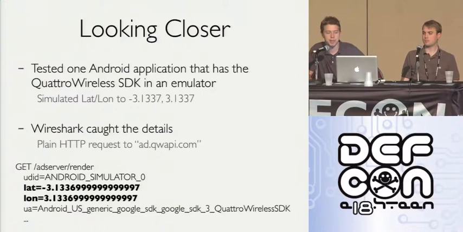So one SDK in particular, Quattro Wireless. In the Android emulator, you can simulate the lat long. So of course, 3.1337 is where we are. I think it's somewhere in the middle of the ocean. And we Wiresharked it, and look what we found. We found an ad request to the Quattro Wireless ad server, and we have a poorly rounded version of our latitude and longitude sent over to the server. Oh yeah, and it's plain text HTTP. Even better. Yay.